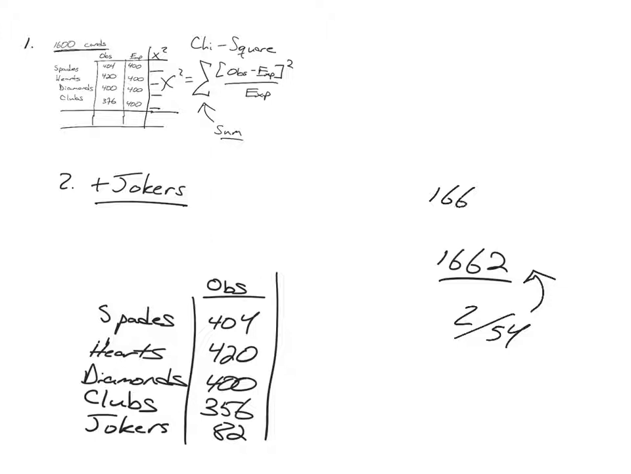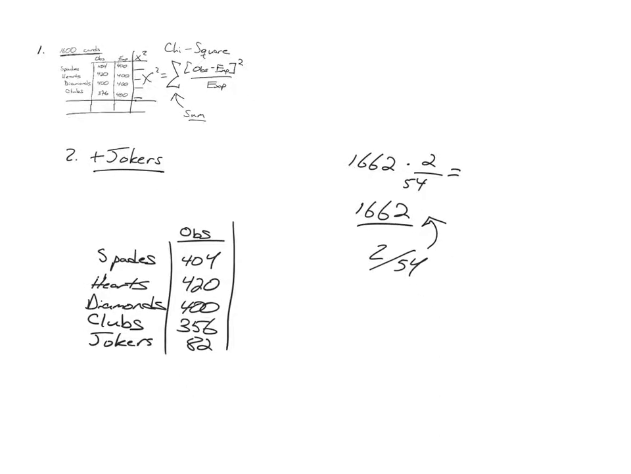Well, how many 54s go into 1662? Take 1662 and multiply it times 2 over 54. What do you get when you multiply 2 times 1662 divided by 54? You have a calculator, don't you? You don't have to do it by hand. 61.5. 62? 62 okay with you? All right, so we can round that. It's approximately equal to 62. All right?